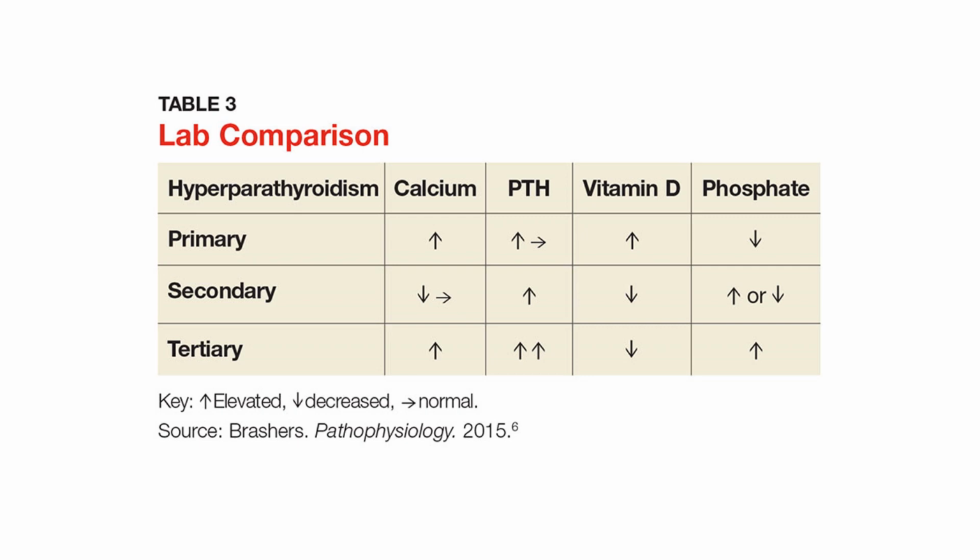hyperparathyroidism is excess production of parathyroid hormone, which can be caused by adenoma or parathyroid cancer, and it's not really responding to the therapeutic approach. In these cases, you will see increased calcium, skyrocketing levels of PTH, decreased vitamin D, and increased phosphate.